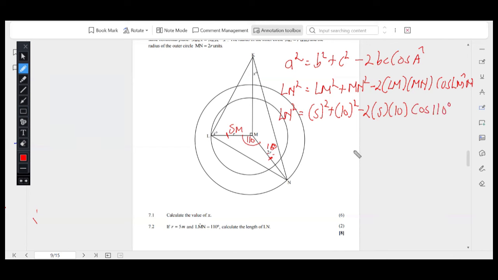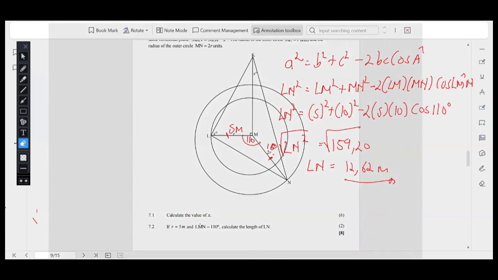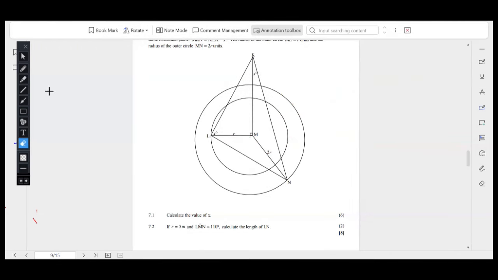Then you simply just punch everything into your calculator there. So your LN squared will be equal to 159.20 if you round off to two decimal places. And then if you square root both sides like this, then your LN is now equal to 12.62 meters. Right. Okay. So now we are done with your 7.2. Done. So just like that, you have your 8 marks.